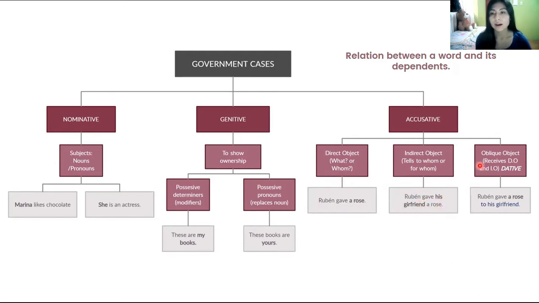And finally, we have the oblique object, also known as dative case. And in this case, it receives both the direct object and the indirect object. For example, Ruben gave a rose to his girlfriend.